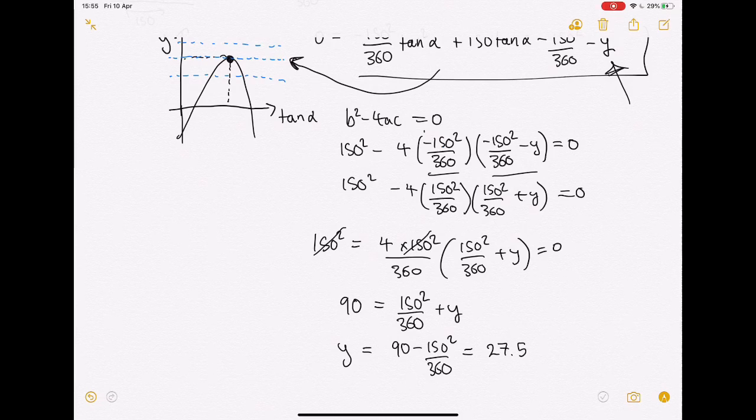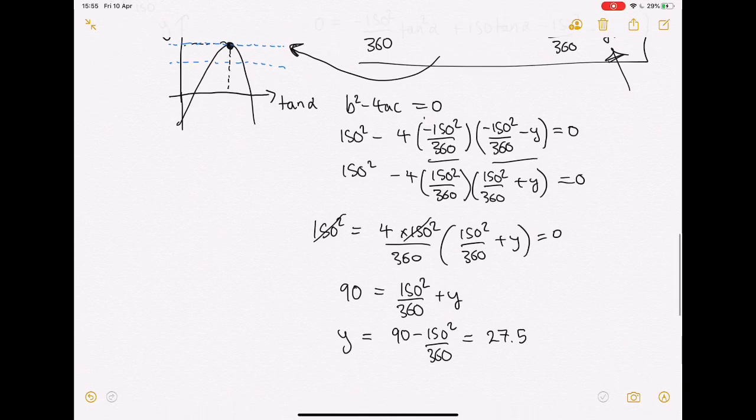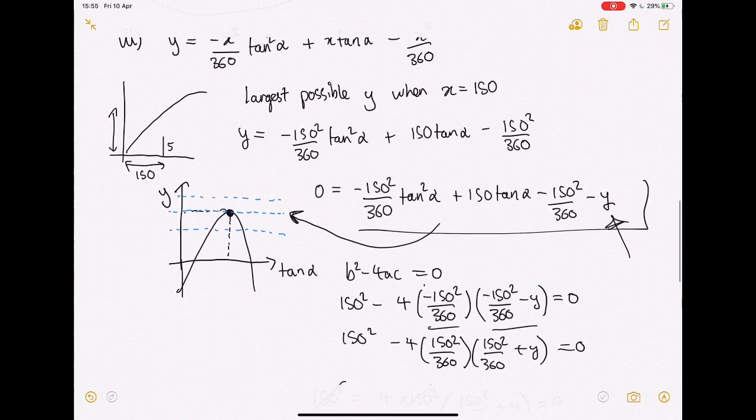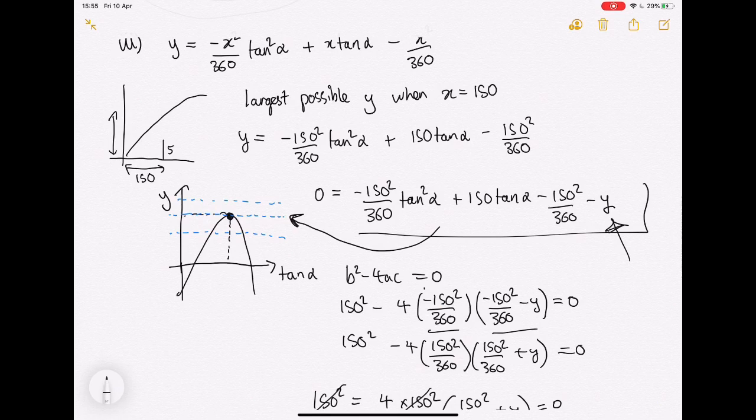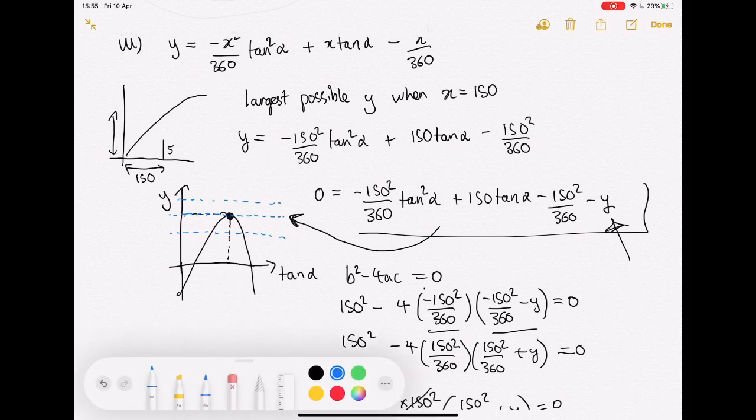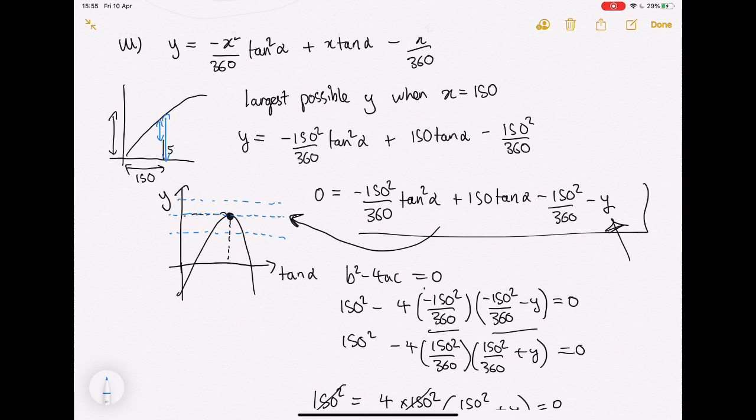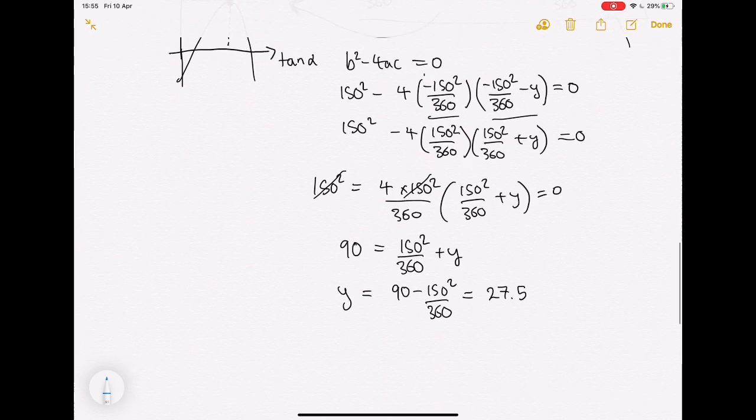27.5. And that's not quite the answer to the question, because we want to know how much it clears the tree by, and actually we don't want this whole distance here, we just want this distance here. So what we are looking for is 27.5 subtract 5, which is 22.5 meters. So it clears the tree by 22.5 meters.